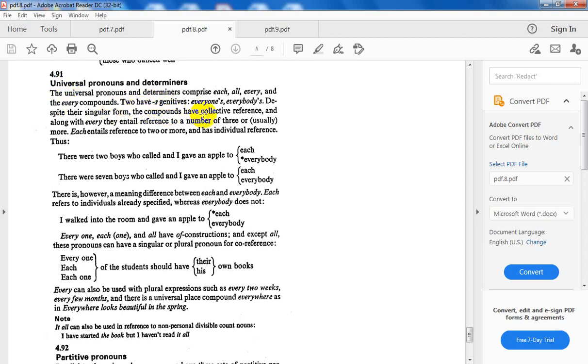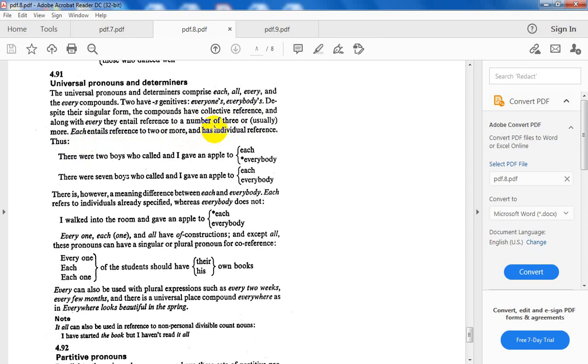The two have as genitive, I mean everyone's and everybody's take the genitive. Despite their singular form, the compounds have collective reference, depending on the antecedent, whether it is plural or singular. Along with every, they entail reference to a number of three or more.